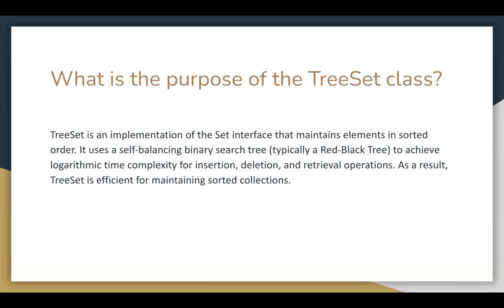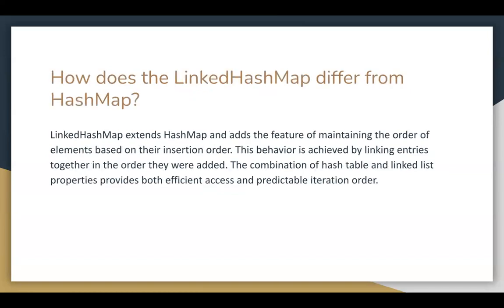So what is the purpose of the TreeSet class? Basically, TreeSet is an implementation of the Set interface that maintains elements in sorted order. It uses a self-balancing binary search tree, typically a red-black tree, to achieve logarithmic time complexity for insertion, deletion, and retrieval operations. As a result, TreeSet is efficient for maintaining sorted collections. So if your use case is that you want a sorted collection with no duplicate elements, in that case, you can go for the TreeSet.